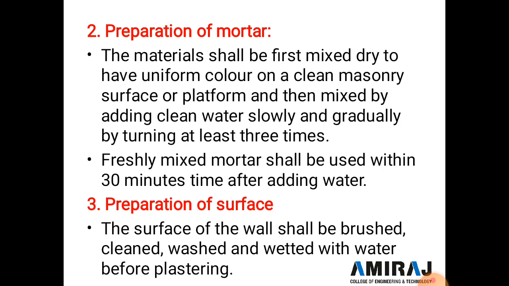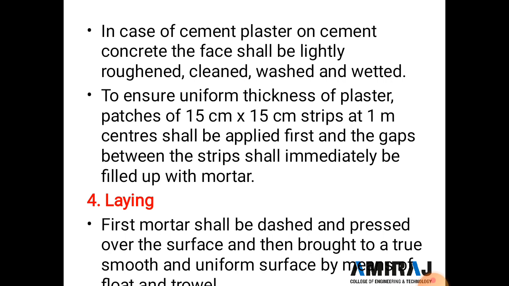The third specification for plasterwork is the preparation of the surface. The surface of the wall shall be brushed, cleaned and wetted with water before plastering. In the case of cement plaster on cement concrete, the face shall be lightly roughened, cleaned and washed with water. To ensure uniform thickness of the plaster, patches of 15 centimeter by 15 centimeter strips at 1 meter centers shall be applied first, and the gaps between the strips shall be immediately filled up with mortar.